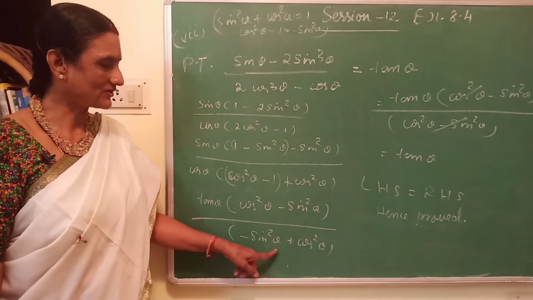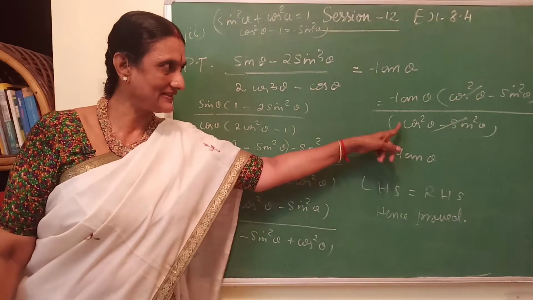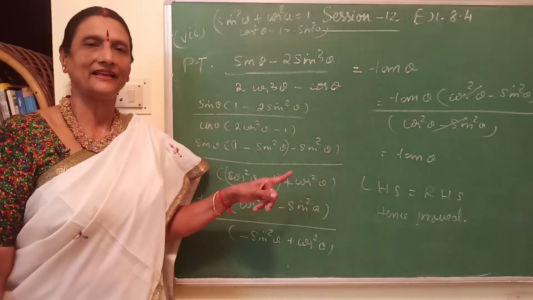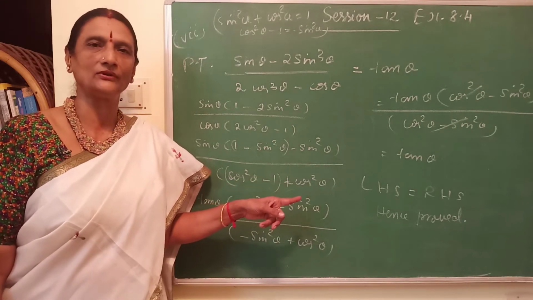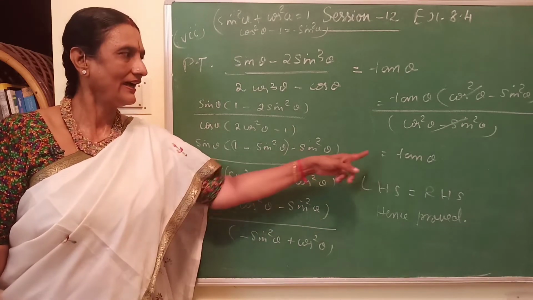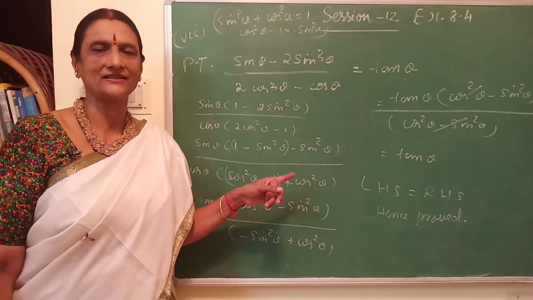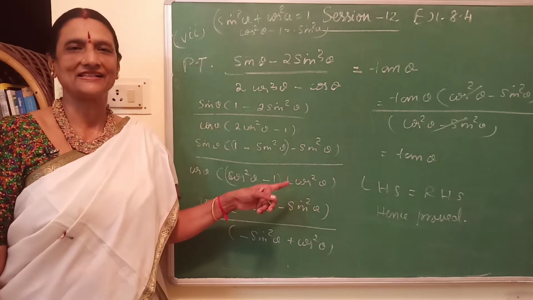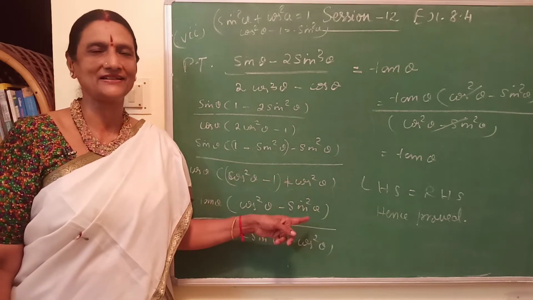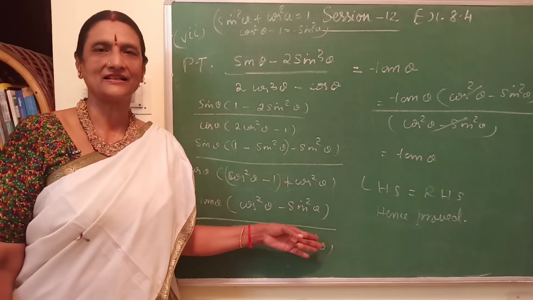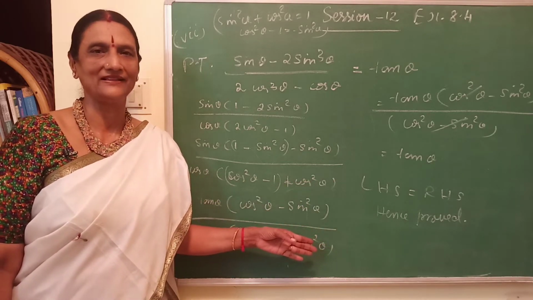So minus sin square theta plus cos square theta, rearranging the terms, both the same terms will get cancelled in both the numerator and denominator. And finally we are left with tan theta, that happens to be the RHS. Hence the LHS is equal to the right hand side. Therefore the result is proved. We have to conclude like this.